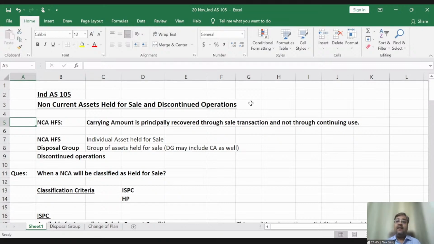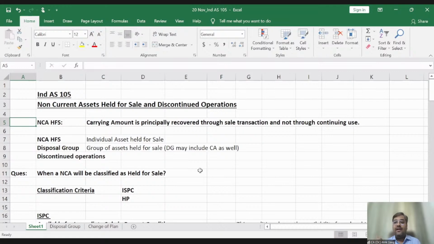And we have discussed that the condition for classifying an item as held for sale is that it is available for immediate sale in its present condition, right? If a buyer comes to me right away, I am able to sell it right away, subject to some time which is usual and customary, right? So in this standard, we will be talking about three key terms: non-current assets held for sale.